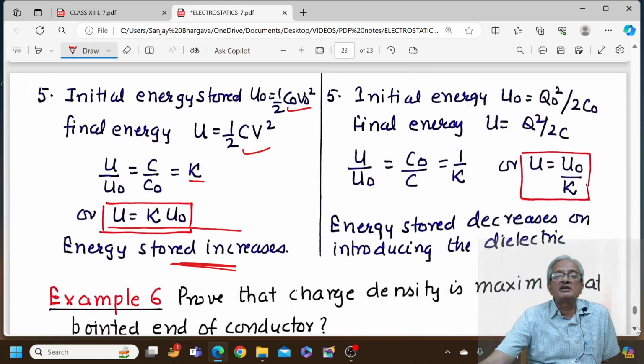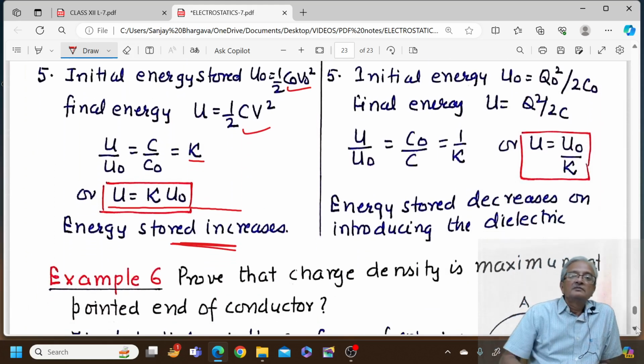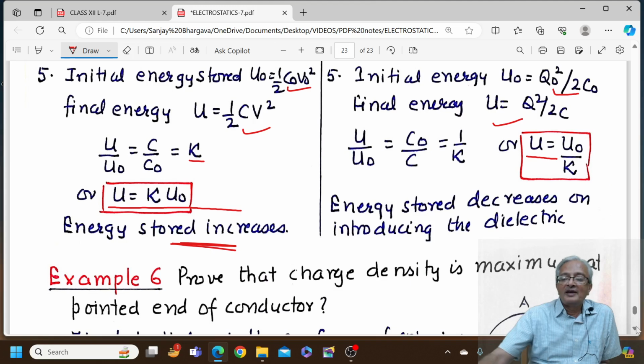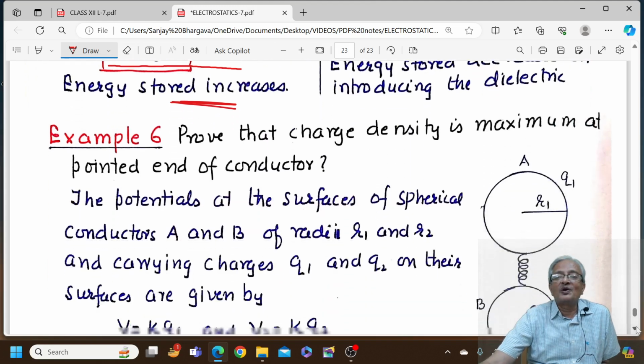What happens to the energy? Let us see. Initial energy is Q0 squared upon 2C0. Final energy is Q squared upon 2C. So U upon U0 would be C0 upon C, which is 1 by K. That is, U would be equal to U0 by K. Here the energy stored also decreases.